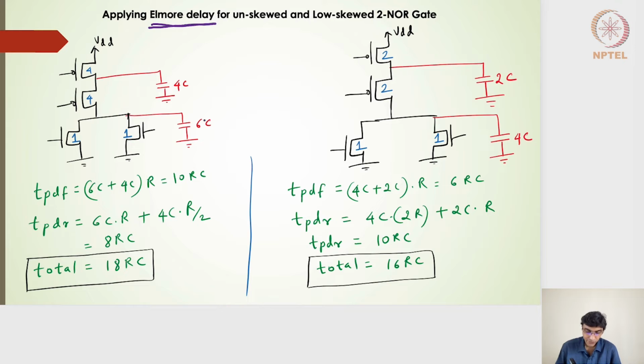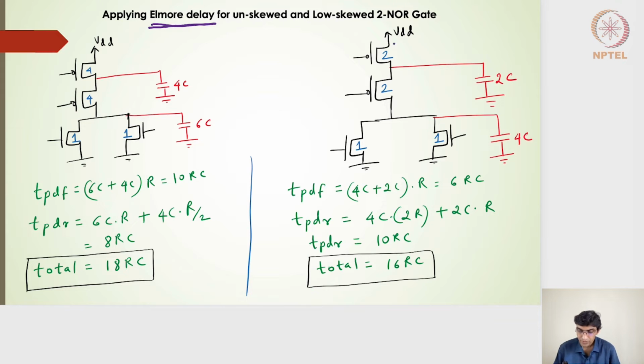Propagation delay rising will be nothing but, so both of these should be on, and each individual transistor has a switching resistance of R by 2. So overall switching resistance will be R. So 4C multiplied by R by 2 here, and then 6C multiplied by total R will give me the propagation delay rising. So 6C into R plus 4C into R by 2, 8 RC. So the total delay turns out to be 18 RC.